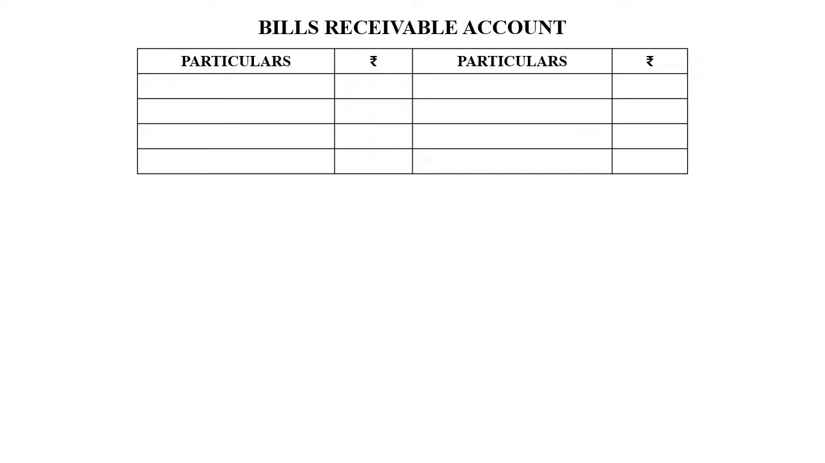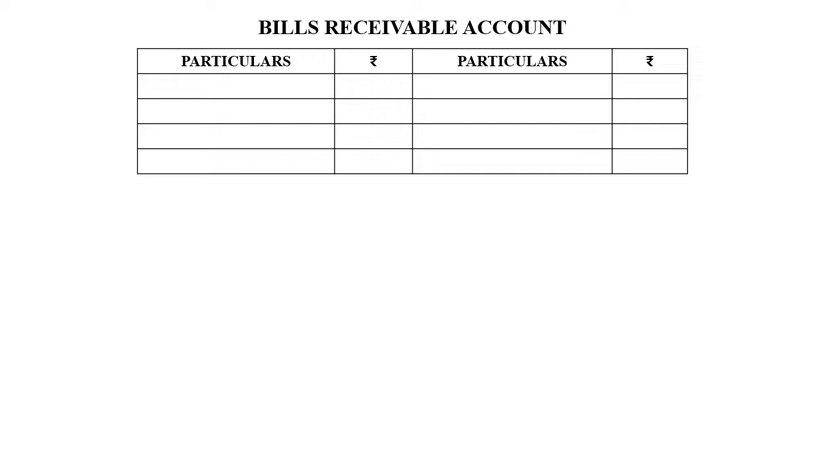Next, bills receivable encashed. Encashed means you received the cash. So when you receive the cash, cash comes in. So the journal entry will be cash account debit to bills receivable account. It is not debtor encashed, it is bills receivable encashed. In the form of bills receivable you receive the cash. So write cash account debit to bills receivable.